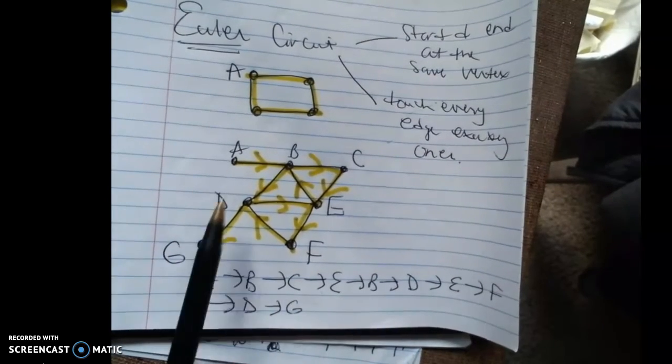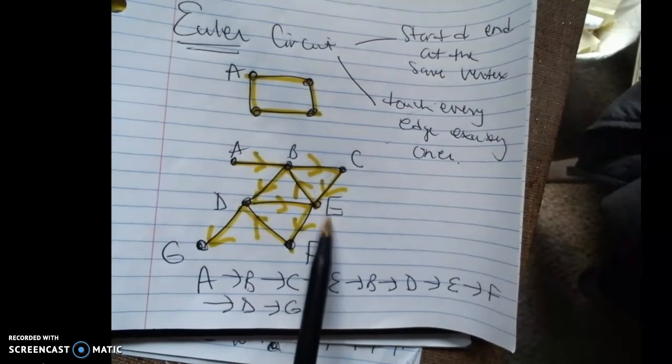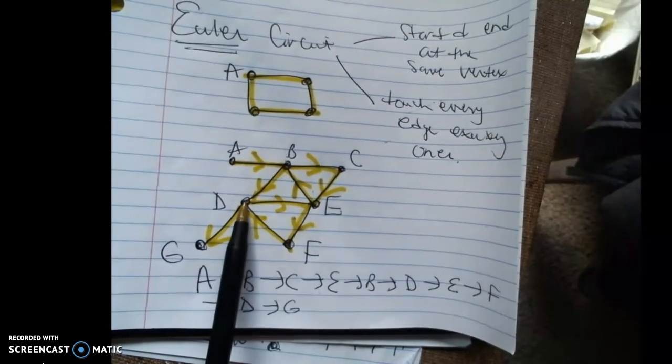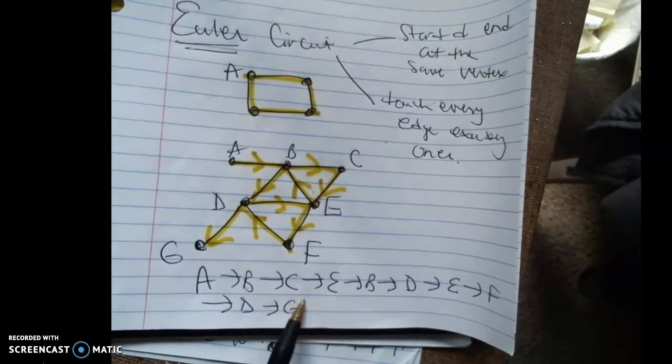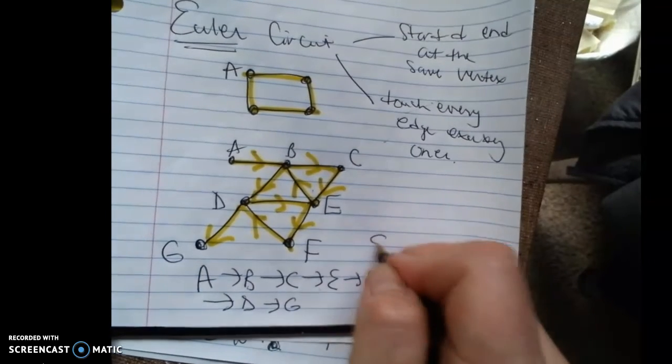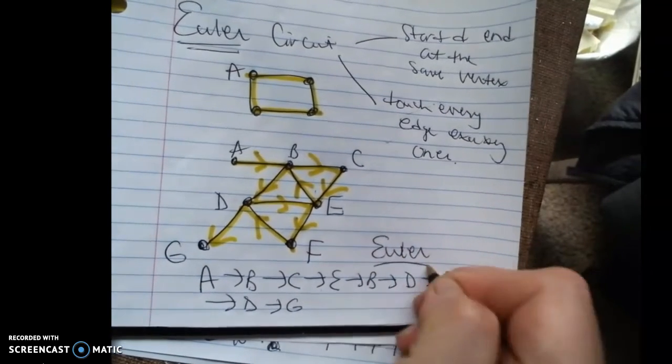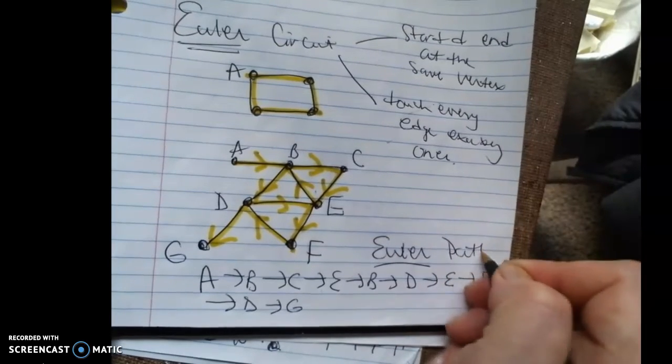Okay, I think I got it. So A to B, B to C, C to E, E to B, B to D, over to E, down to F, up, yeah. Okay, notice I start at A, ends at G. This is an Euler path. I touch every edge exactly once. I don't backtrack. It's a path.